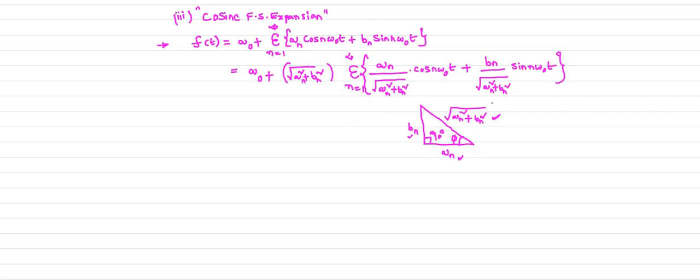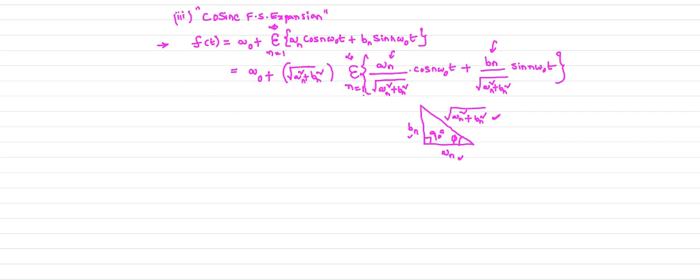Now if you observe here, if you want to write this expression exclusively in terms of the cosine function, I need to replace this factor, an by square root of an square plus bn square, by a factor of cos. And I need to replace bn by square root of an square plus bn square by a factor of sine, so that I can get the representation in terms of the cosine.